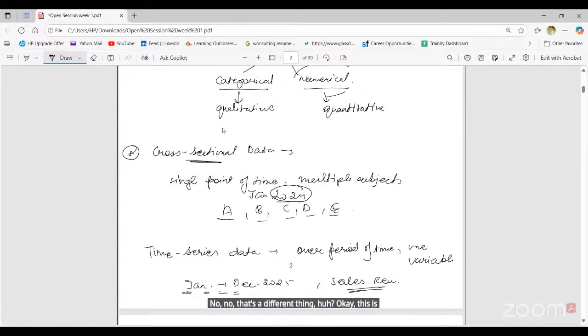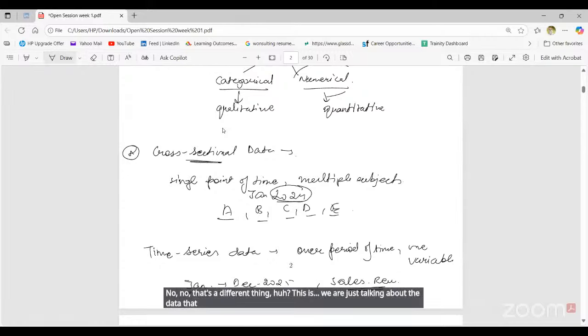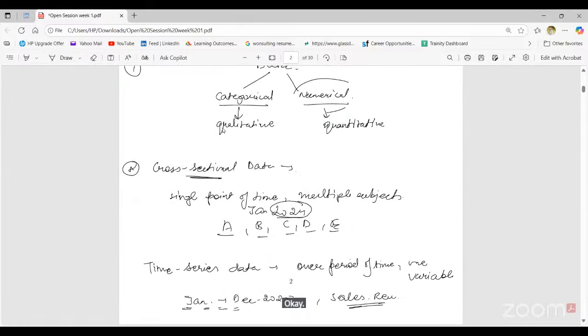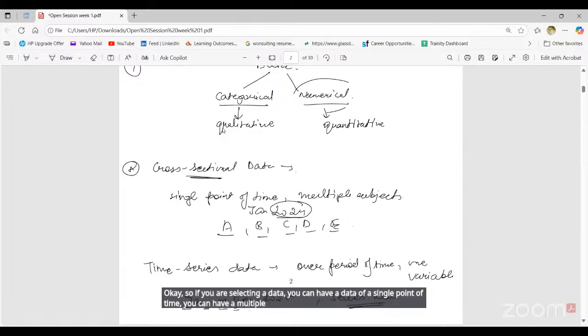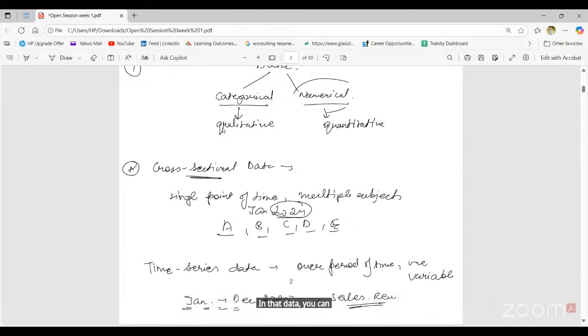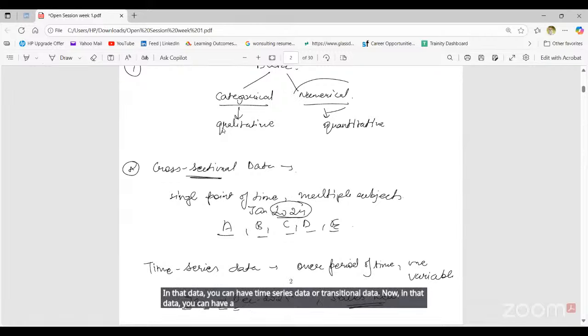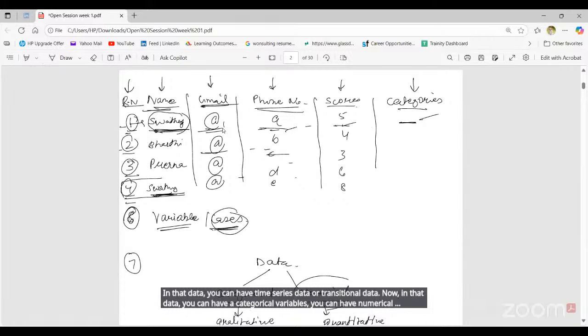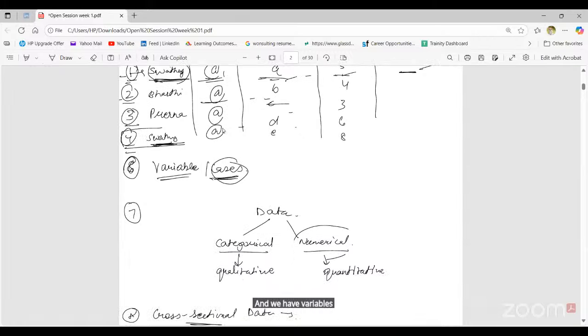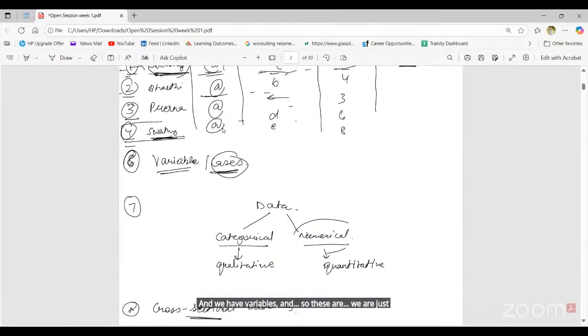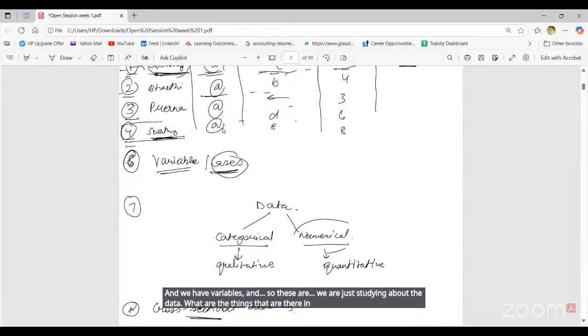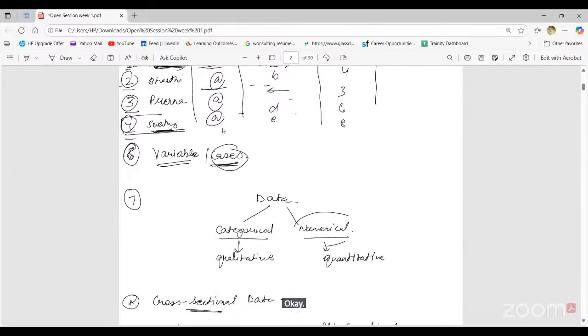We are just talking about the data that you are collecting. If you are collecting data, you can have data of a single point of time, or you're collecting over a period of time. In that data, you can have time series data or cross-sectional data. Now in that data, you can have categorical variables and numerical variables. So we are just studying about the data, what are the things that are there in a data.